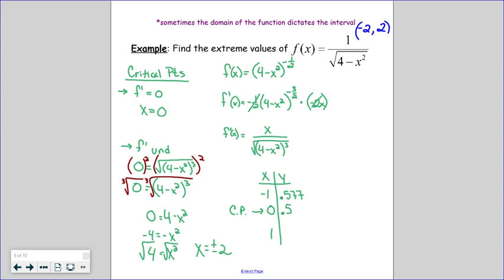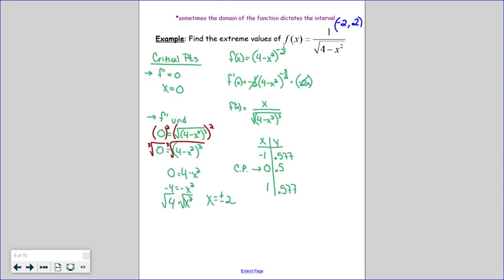Okay. I get the exact same thing when I plug 1 into that, right? It's still 1 over the square root of 4 minus 1, or 1 over the square root of 3, 0.577. So these were higher. They came down and hit 0.5, went back up, which makes this a minimum. We are looking at an absolute minimum of 0.5 at x equals 0.